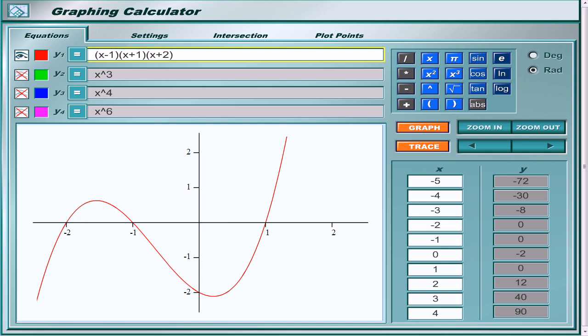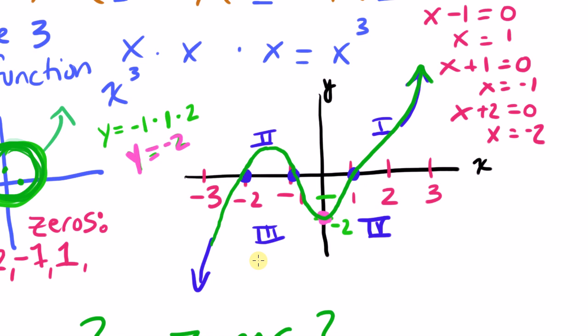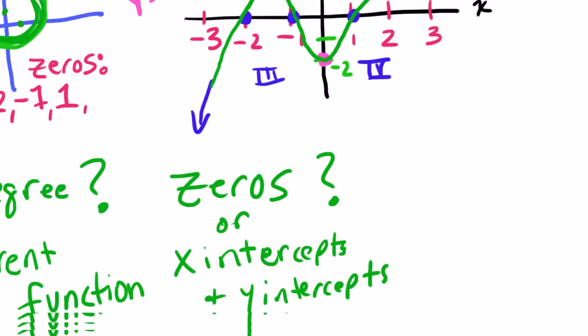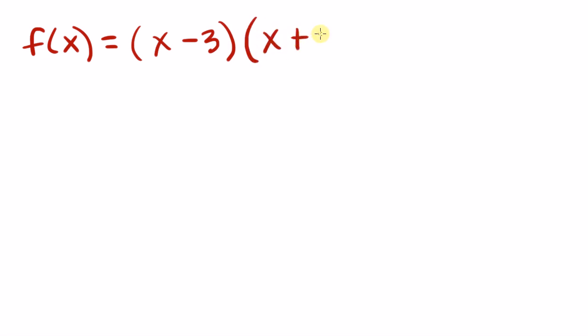Okay, let's move on, and we'll graph another function. Let's say we'll graph another cubic function, where the parent would be cubic. I'm going to try to speed this up just a little bit here. So let's say we had some zeros: x minus 3, x plus 1, x minus 2. Let's say that was my function.